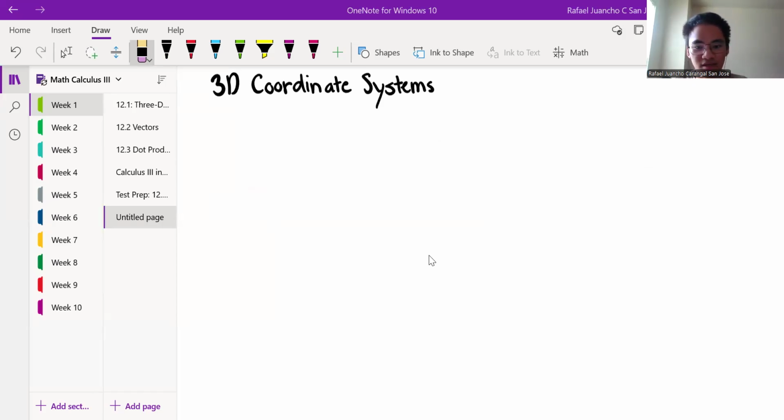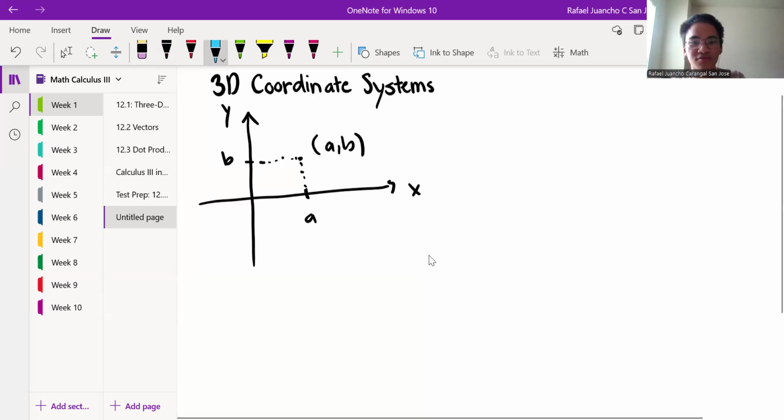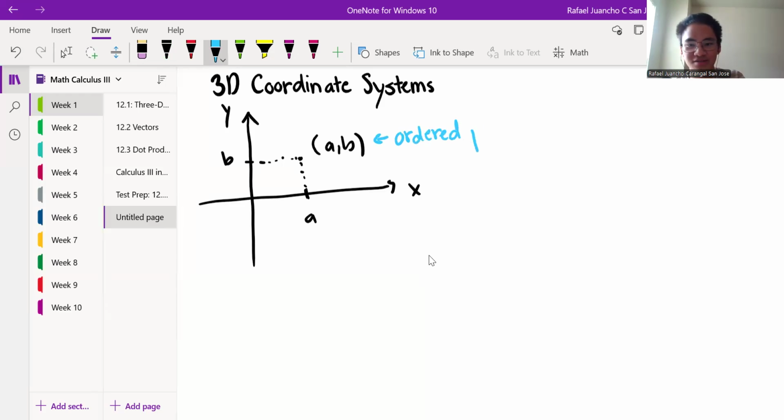So initially, when we look at, let's say, this 2D, we have a point, right? And this point is what? Say this is Y, this is X. This point has two numbers. It has what we call an ordered pair because it's a pair of two numbers, right? So this is 2D.